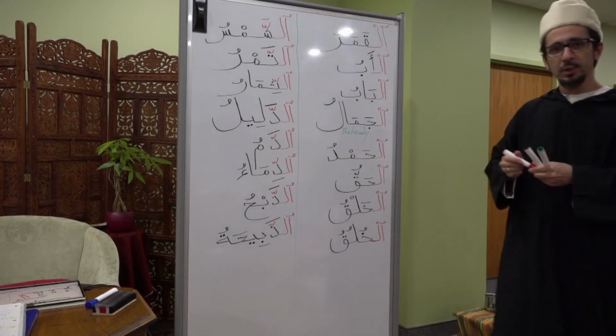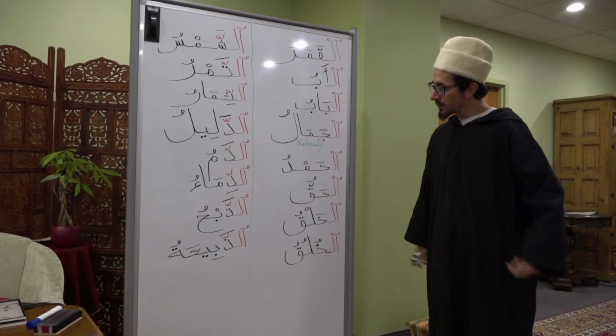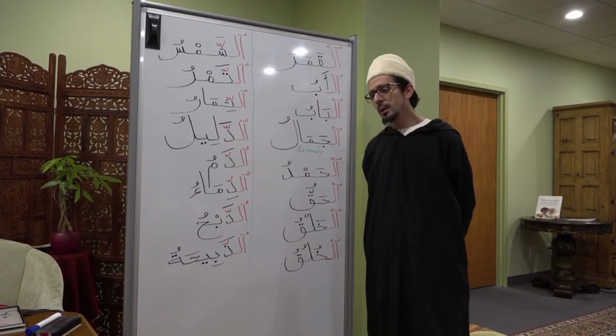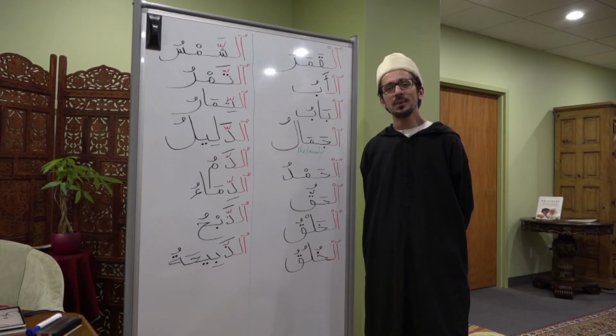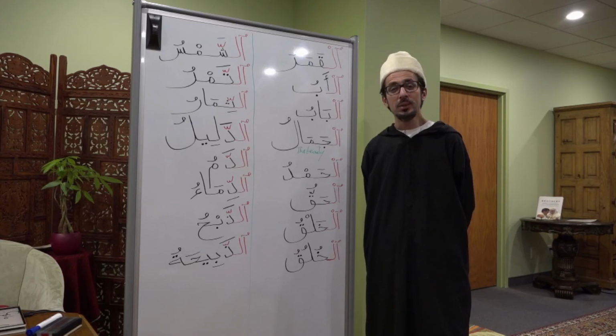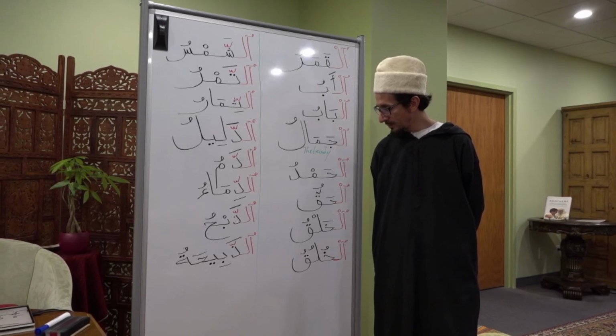الذبيحة means the slaughtered. In modern terminology, when we say ذبيحة, that's halal. ذبيحة means the slaughtered animal, basically. الذبيحة.